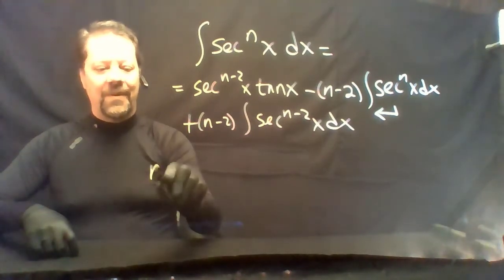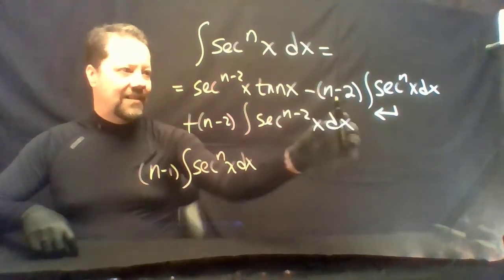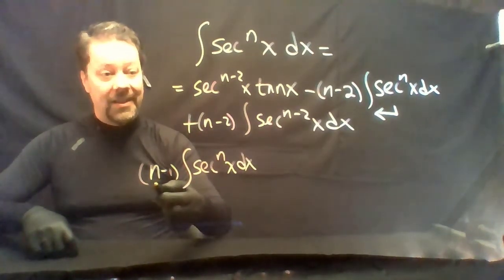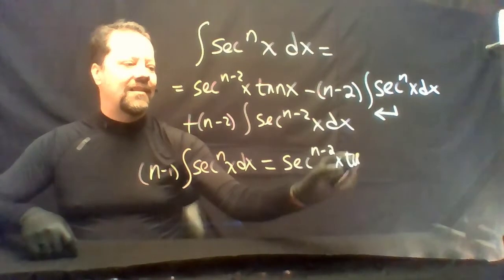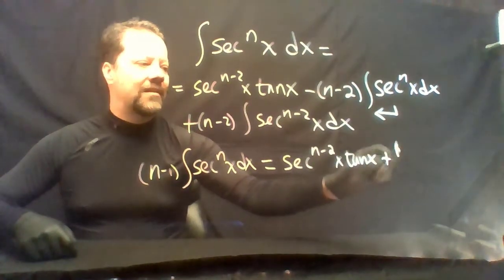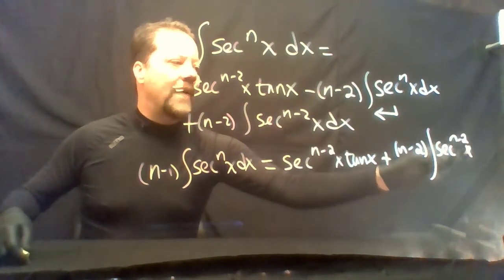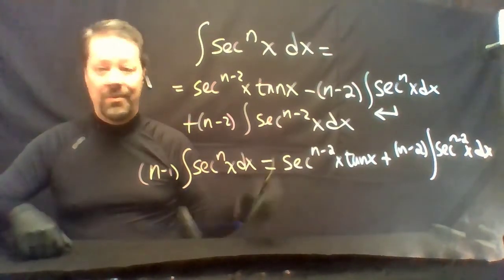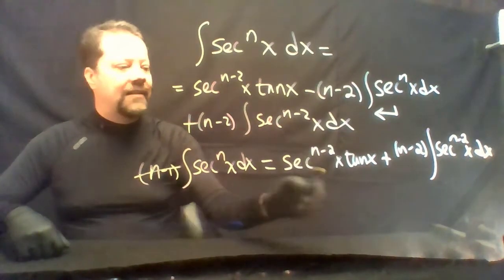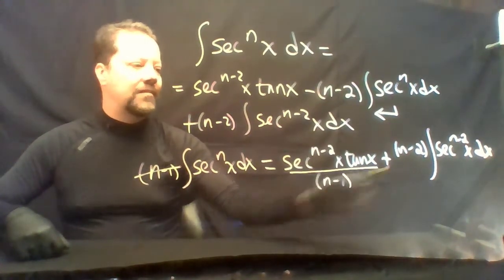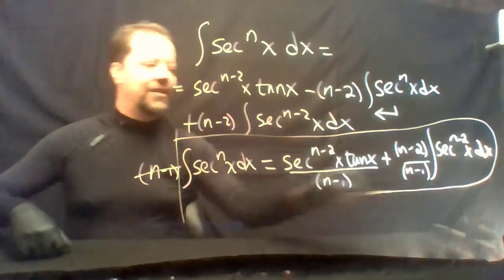We've danced this dance before. We know how this is done. n minus 2 of them plus 1 of them gives us n minus 1 of them. We'll have secant to the n minus 2x tan x, and then plus n minus 2 times the integral of secant to the n minus 2x dx, subtracting 2, reducing the power by 2 each time we apply the formula. The only thing left to do is divide by n minus 1. And that gives us the reduction formula.